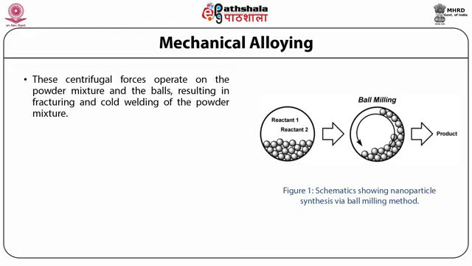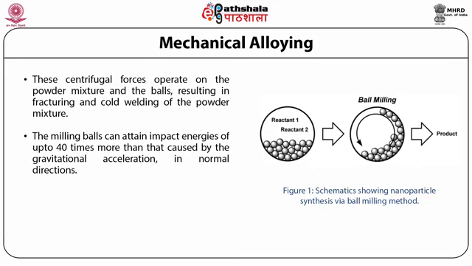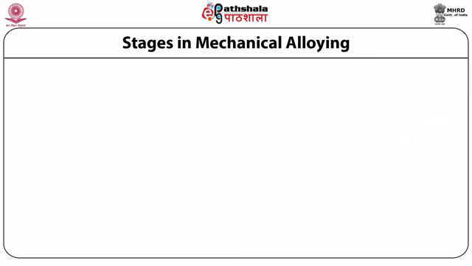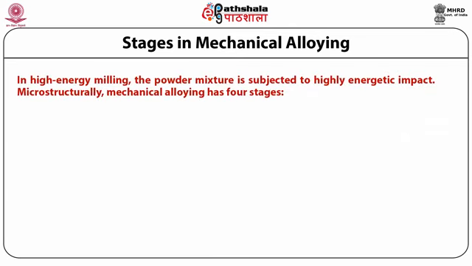mixture. The milling balls can attain impact energies of up to 40 times more than that caused by the gravitational acceleration in normal directions. Thus, planetary ball milling can be employed for high speed or energy milling. In high energy milling, the powder mixture is subjected to highly energetic impact.